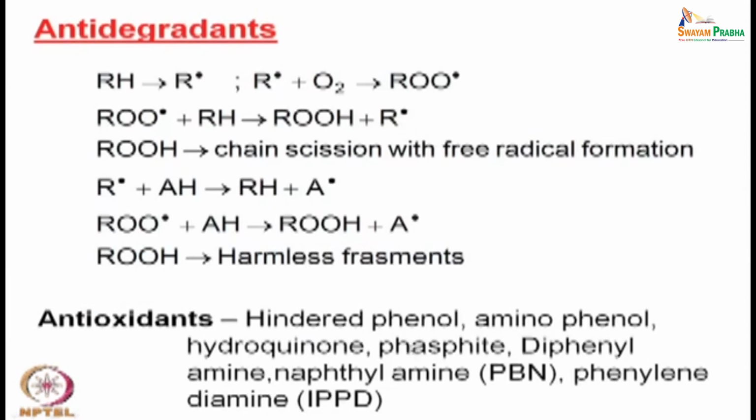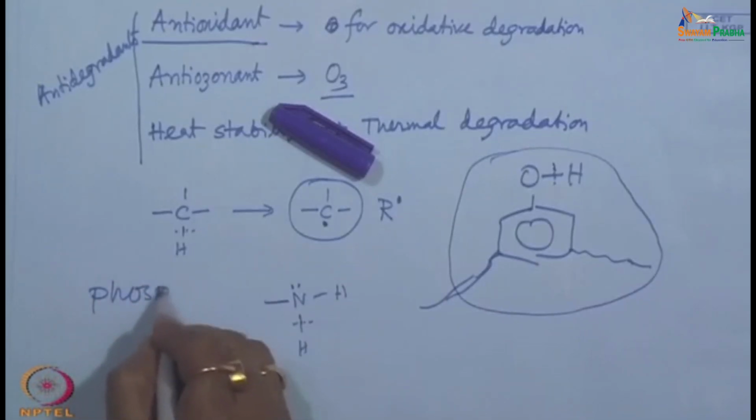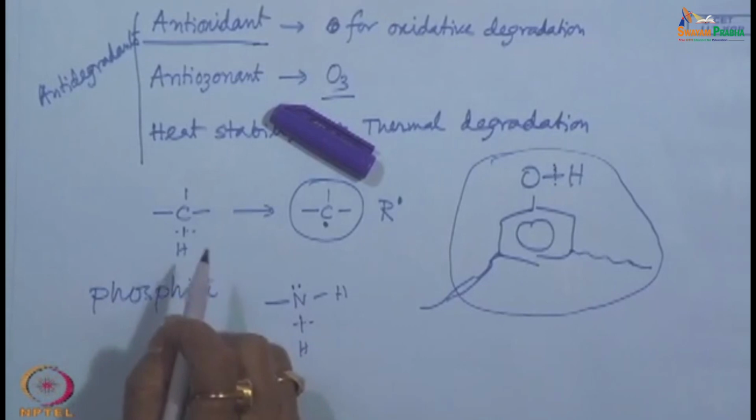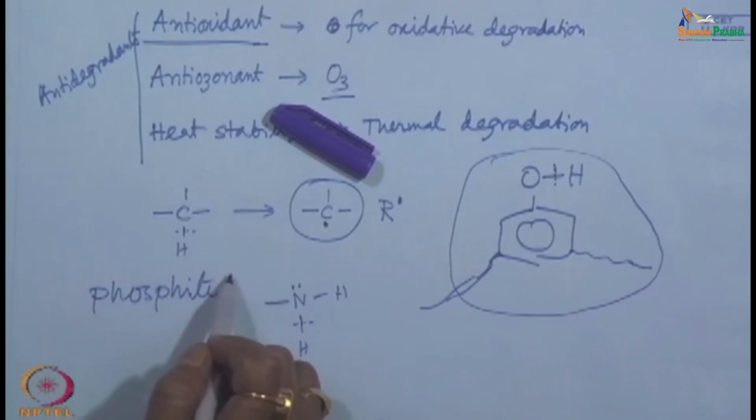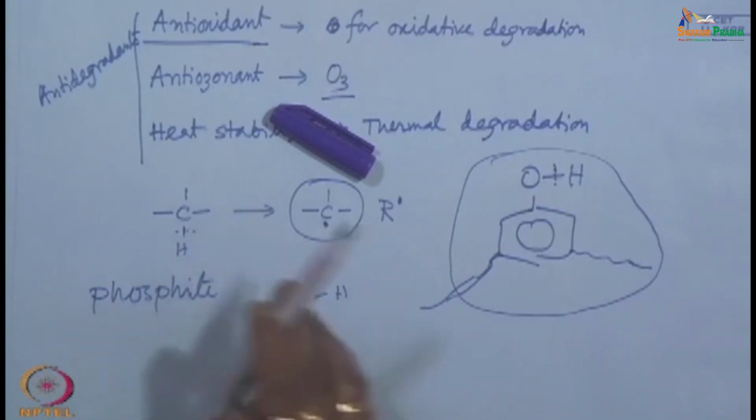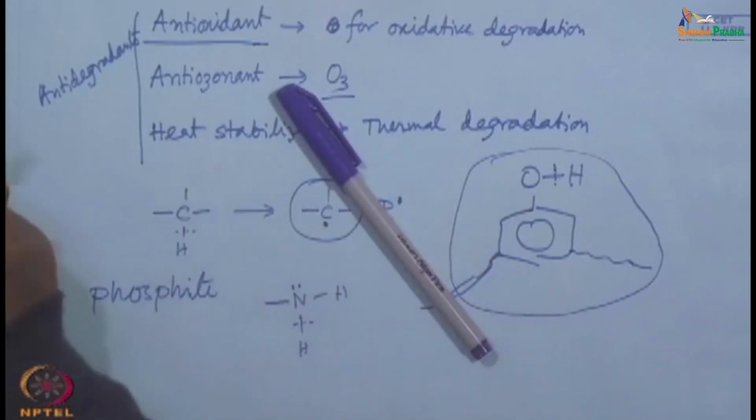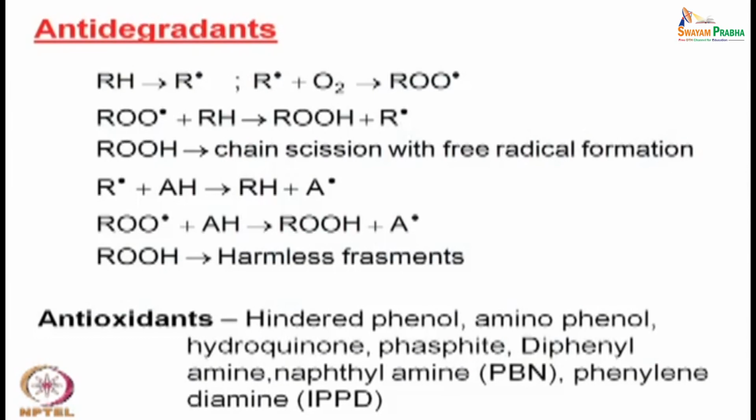hydroquinone, phosphite, phosphide, or diphenylamine, or naphthylamine, or phenylenediamine. Many antioxidants are available in the market, and these are commercially used for making commercial rubber products like tires, tubes, hoses, belts, or conveyor belts, etc. Any of these antioxidants are used.